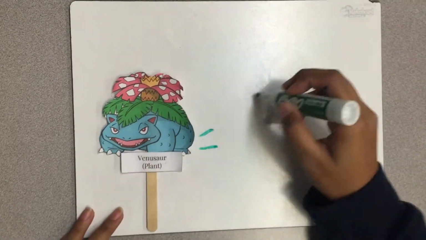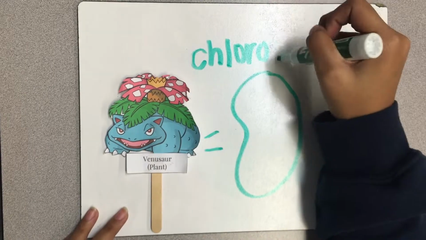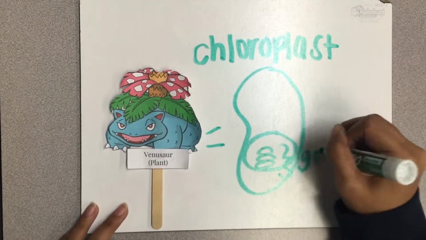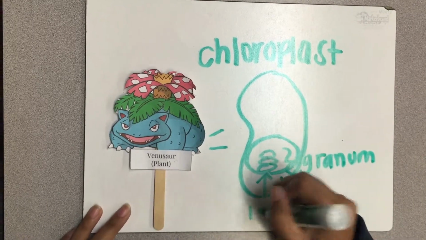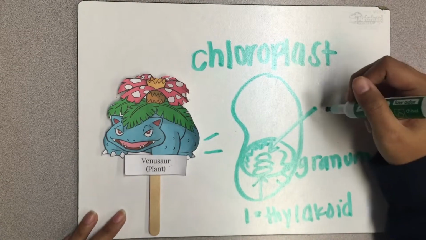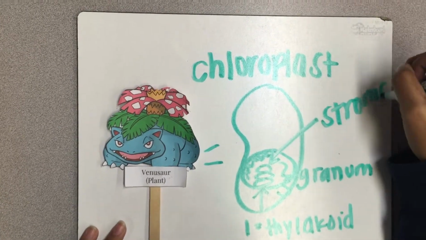Venusaur has a green organelle known as chloroplast, and inside the chloroplast are the granum and the thylakoid. The granum are the stacks of discs in the chloroplast, and the thylakoid is the one disc in the chloroplast itself. Also, the space around the thylakoid and granum is known as the stroma.